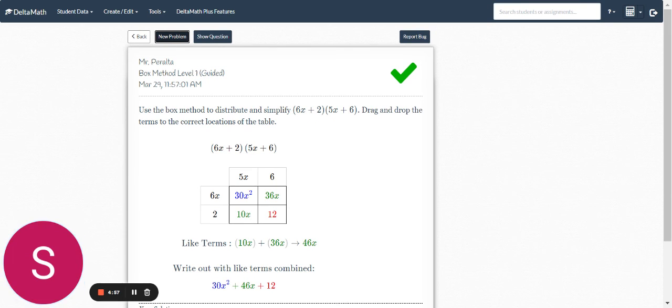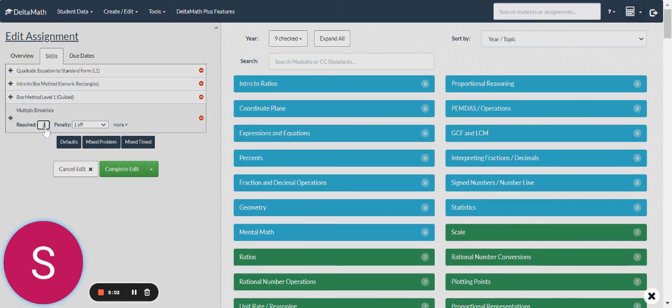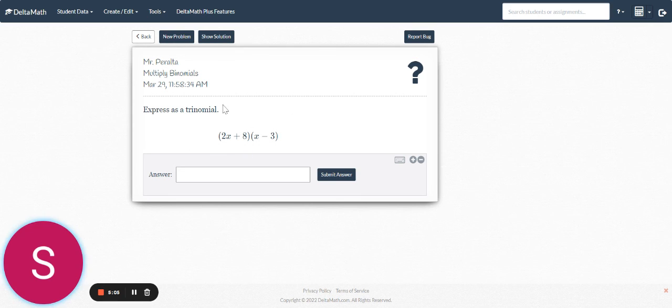So these have multiple steps. These have quite a few different steps that you have to go through. And then I'm just going to show you the multiply binomials problem. For this you can use the box method or the FOIL slash distribution method. If I do distribution, I would do 2x times x, 2x times negative 3, 8 times x, and 8 times negative 3. And then I would add all those together, combine my like terms, and get my answer. So that's how you do these types of problems. And that's it.